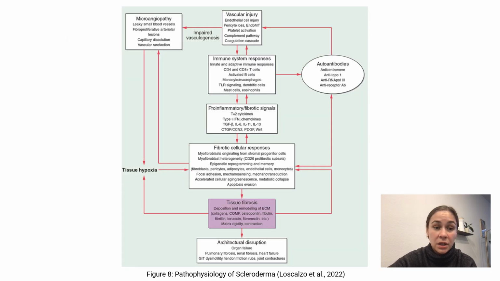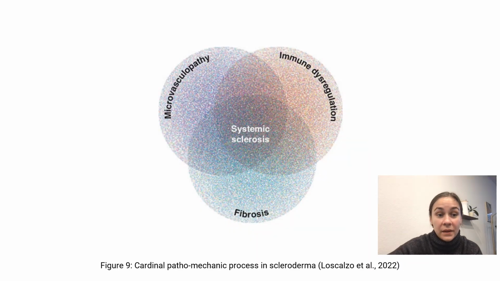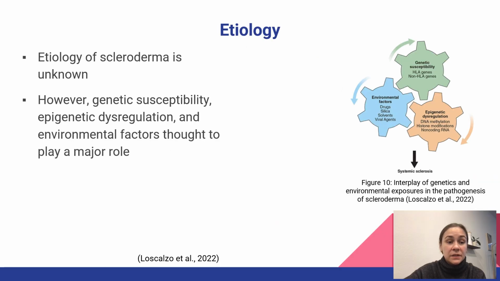Here is further illustration of the pathophysiology of scleroderma. It involves vascular injury, an immune system response, pro-inflammatory fibrotic signals, fibrotic cellular responses, autoantibodies, and microangiopathy that ultimately cause tissue fibrosis and architectural disruption. This illustrates the cardinal pathomechanic process in scleroderma, which involves microvasculopathy, immune dysregulation, and fibrosis. The etiology of scleroderma is unknown. However, genetic susceptibility, epigenetic dysregulation, and environmental factors are thought to play a major role.